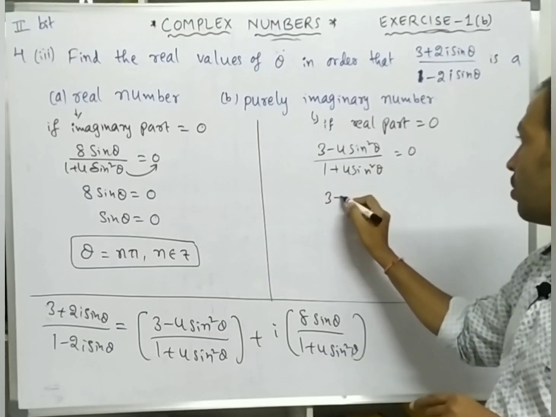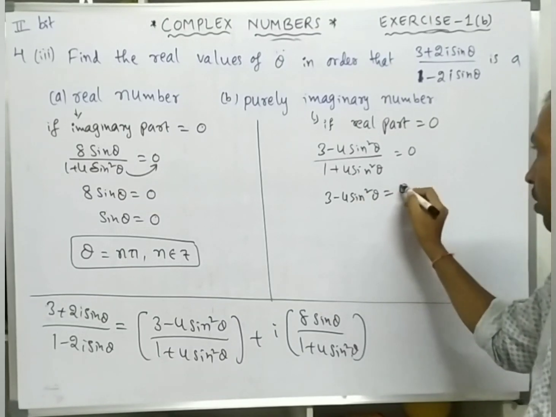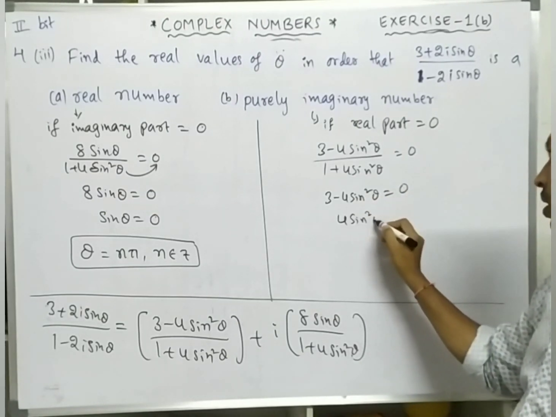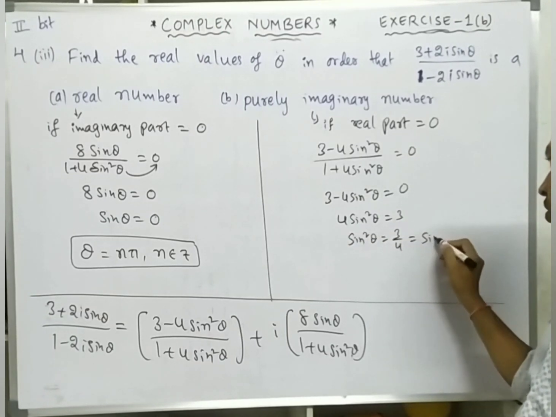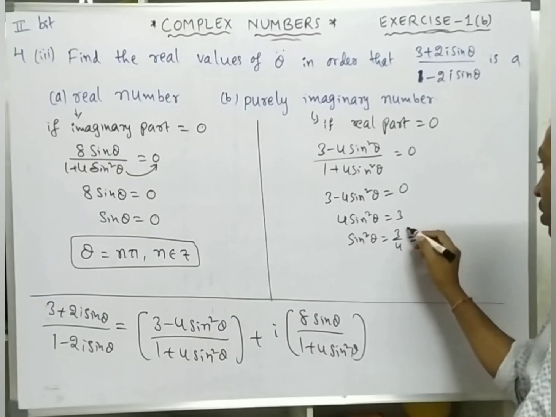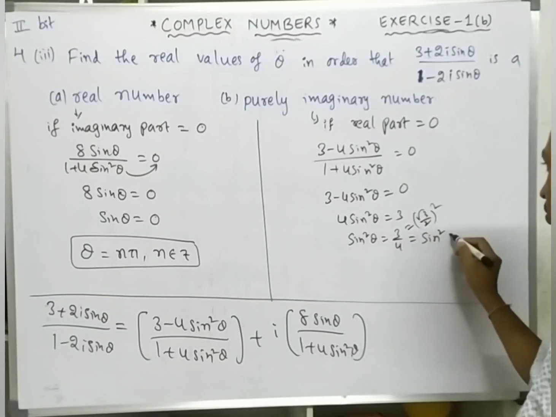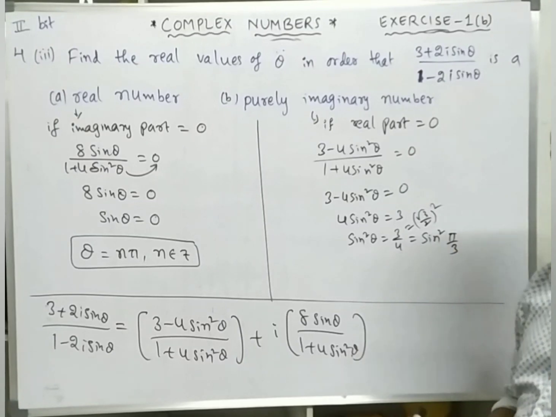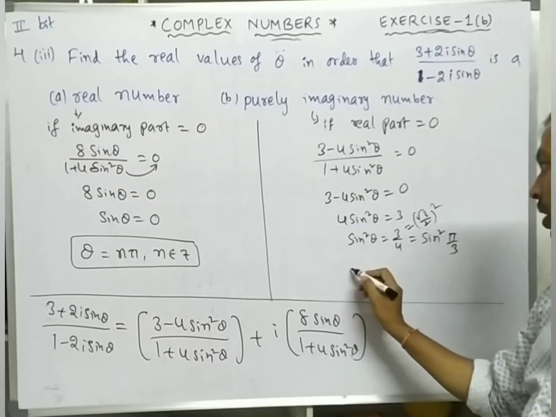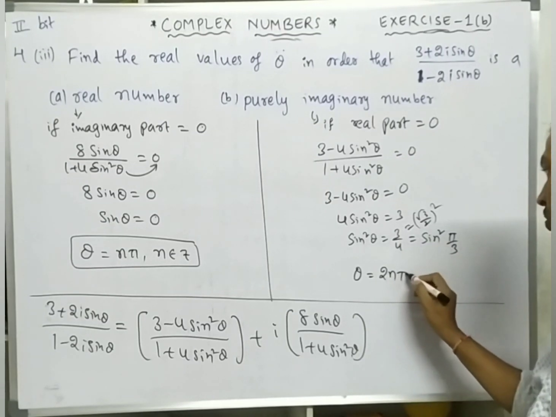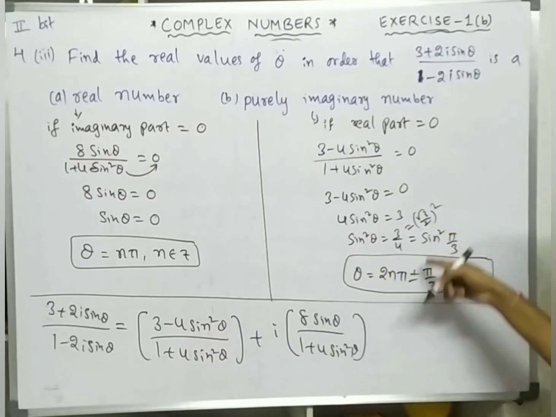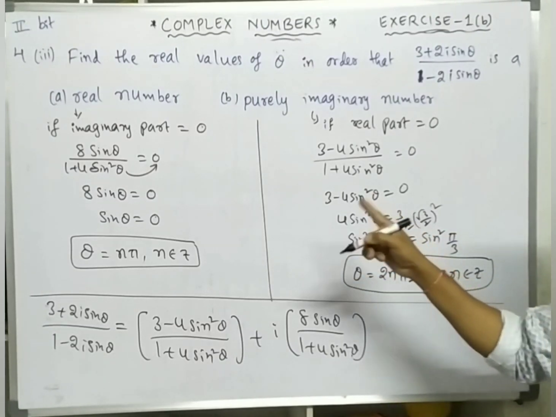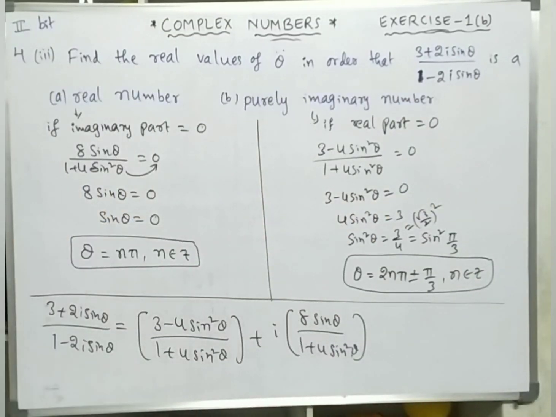So 3 minus 4 sin square theta is equal to 0. From this, 4 sin square theta is equal to 3. Sin square theta is equal to 3 by 4, which is equal to sin square 60. Sin square 60 is nothing but root 3 by 2 whole square, that is sin square pi by 3. If sin square theta is equal to sin square alpha, then the solution is theta equal to n pi plus or minus alpha, where n belongs to Z. So in this case, these are the two solutions of theta.